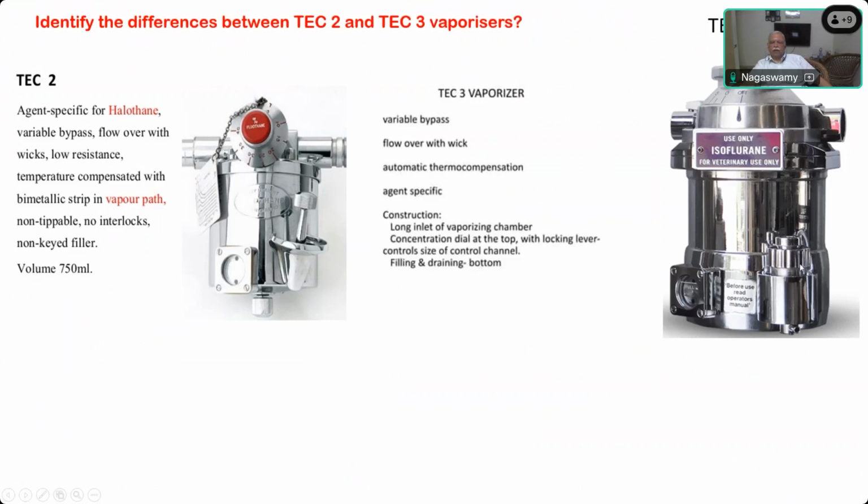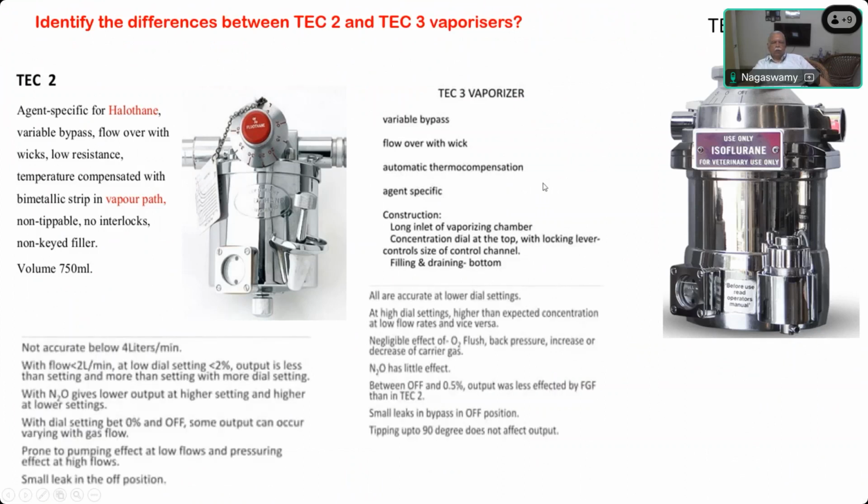You can see this is the cap which you remove to fill the vaporizer, and it will have a groove on the top. This cap will have a groove, and there will be a nozzle projecting inside. By inverting this cap and then unscrewing that nozzle, the agent can be drained out through this. So whenever you want to empty the vaporizer, you can do that by inverting this cap and then unscrewing that nozzle and removing the liquid through this.